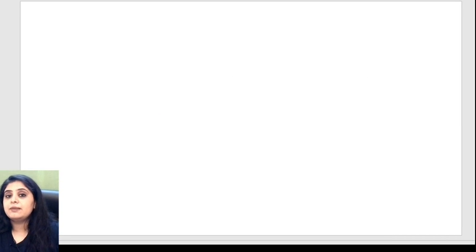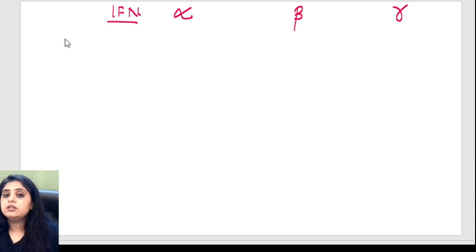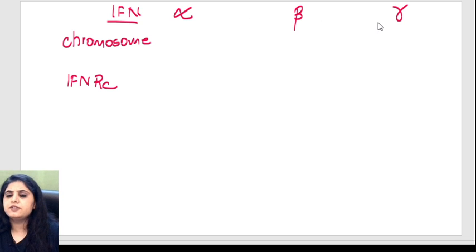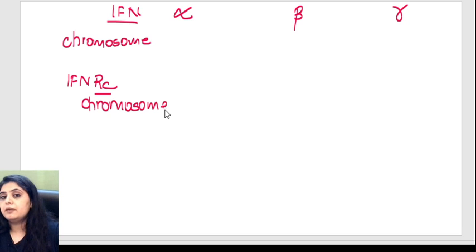Next, they ask you, again I'm going to make the same table, that if this is interferon alpha, beta and gamma, then what are the chromosomes that are going to code for them? And if they are interferons, they will act on some interferon receptors. Receptor for alpha, receptor for beta, obviously if they are interferons, they'll act on some receptor. So the receptors are coded by which chromosomes? So these are the two questions that they get. Number one, interferons are coded by which chromosome? Number two, their receptors are coded by which chromosome?